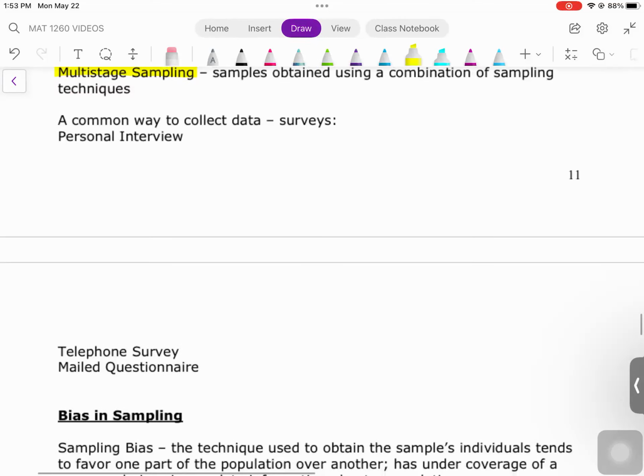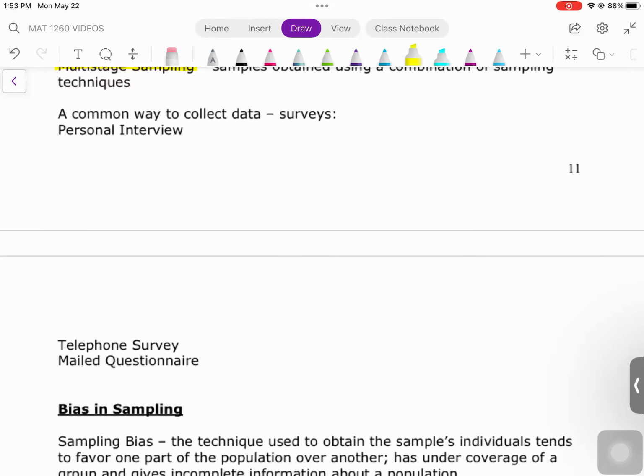Now, I just mentioned that you're going to have a project where you are going to be collecting data on a sample. So let's talk about some common ways to collect data, and that is using surveys, which can be done with a personal interview, a telephone survey, a mailed questionnaire, or an online questionnaire. And again, these are very common ways to collect data, and we'll be using that in Project 1.